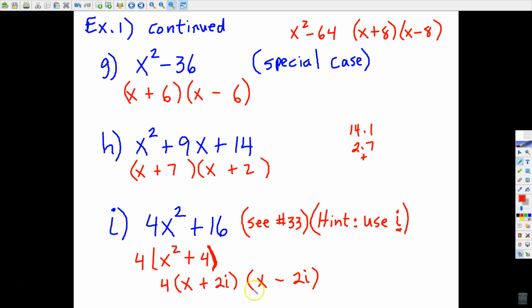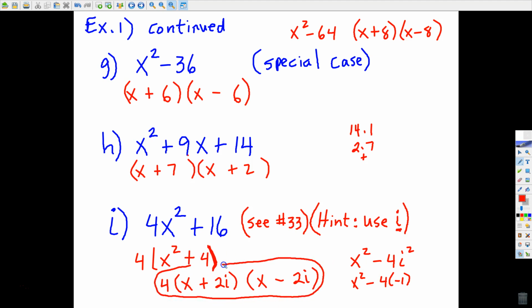Now when it comes to doing that last term, you know the outer and the inner terms are just going to cancel. Okay, so that last term is going to be found by doing 2 times 2, which is 4, and then you got i squared. Well, do you remember what i squared is equal to? It's negative 1. So it's like saying x squared minus 4 times negative 1, and negative 4 times negative 1 is plus 4. Okay, so this is how we ended up factoring this sum of two perfect squares utilizing the number i. And when you get to number 33, if you'll look back on this problem, it's a lot like it, okay, when you get to your homework problem.